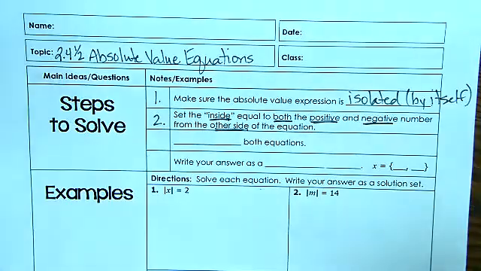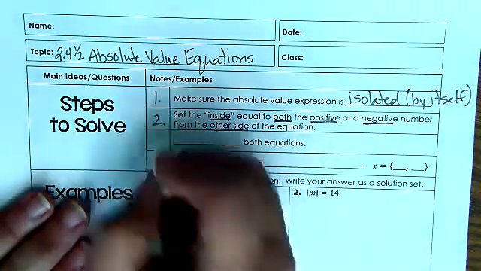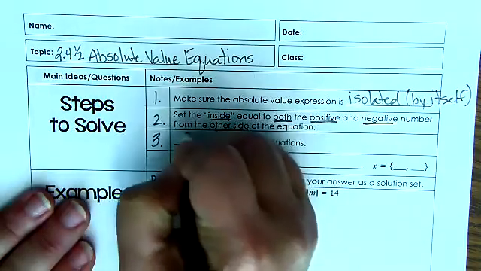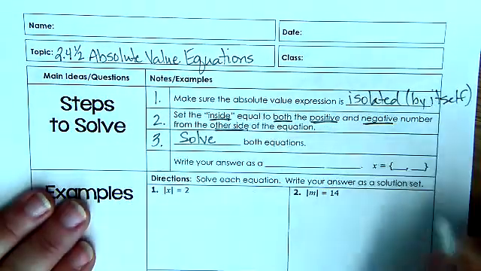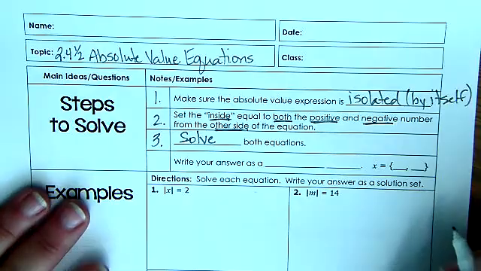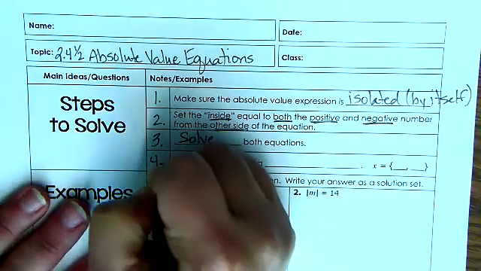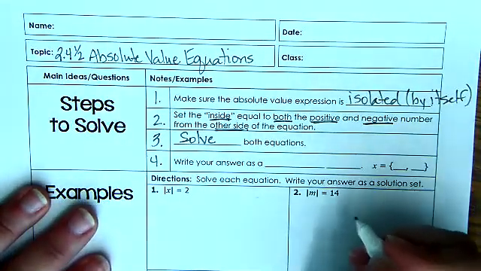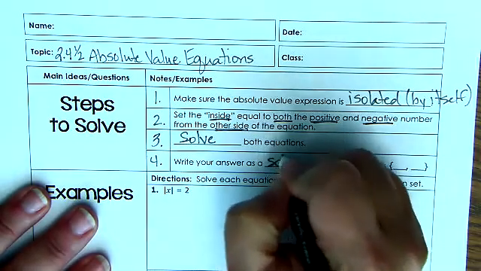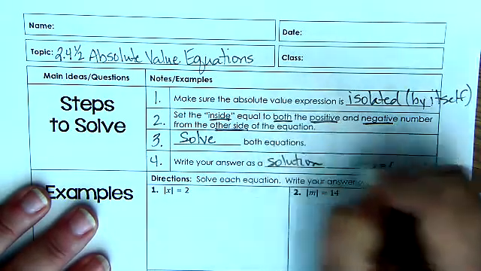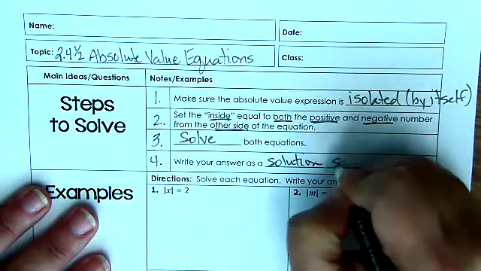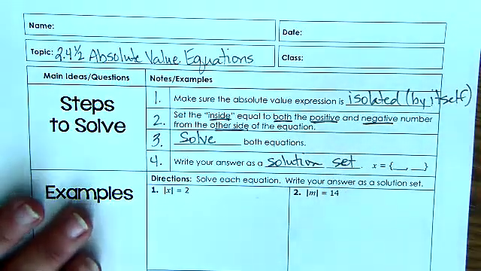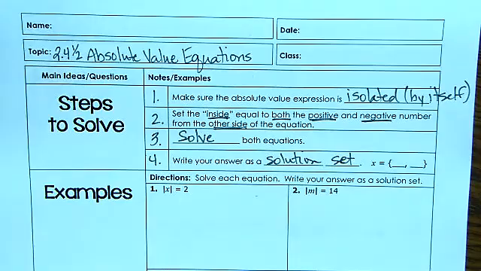You're like, what are you talking about, Miss Wilson? I'll show you with an example. Okay. Third step, solve both equations. Fourth step, write your answer as a solution set. And the reason that we do that is because you can possibly have more than one answer.